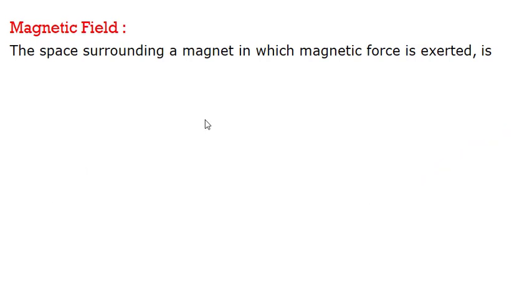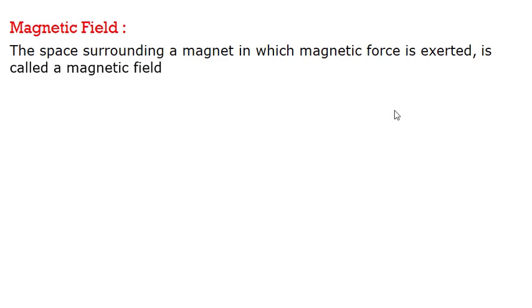Now let us understand magnetic field. The space surrounding a magnet in which magnetic force is exerted is called a magnetic field. I think we have studied gravitational field and electric field. Similarly, we have magnetic field. So let us first revise what we understand by field. Whenever we have to apply force on some object, we normally need physical contact with it. That means we push or pull; there should be some physical contact when I am applying a force.